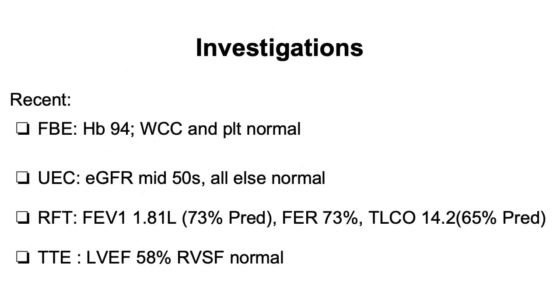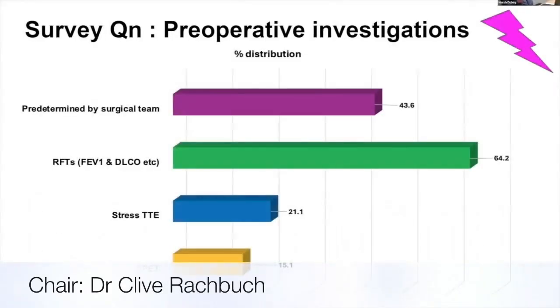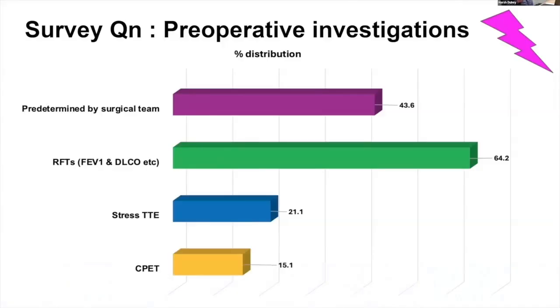In terms of investigations, it was the pretty standard set of investigations. So the usual FBE, renal function, and the respiratory function tests, and transthoracic echo essentially normal. Some of the themes that we want to discuss here, we can look at the preoperative investigations and the survey that was put out. And what you can see from that is that a lot of people just rely on predetermination by the surgical team. There's also a very large emphasis on respiratory function tests. A lesser percentage, 21%, on transthoracic echo, some type of stress test, and then cardiopulmonary exercise testing in 15% of respondents.